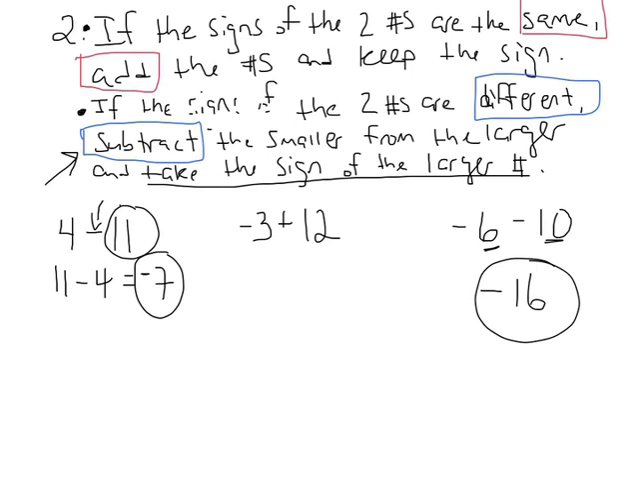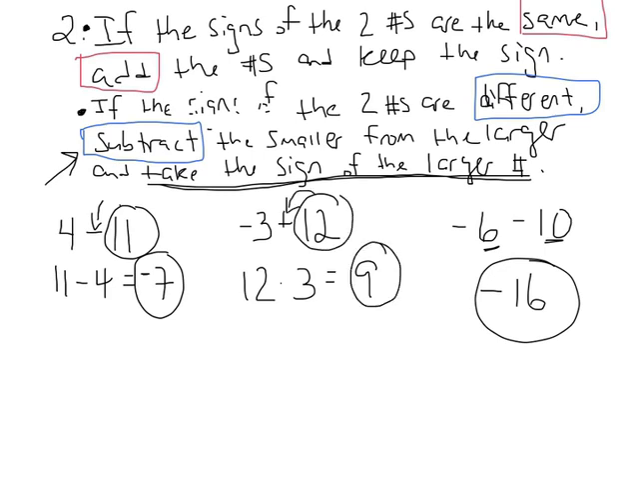In the middle example, we'll also subtract the smaller number from the larger and get 9. And once again, we will take the sign of the larger number. The larger number was 12. Its sign was positive, so our answer stays positive. And that's how you add and subtract signed numbers.